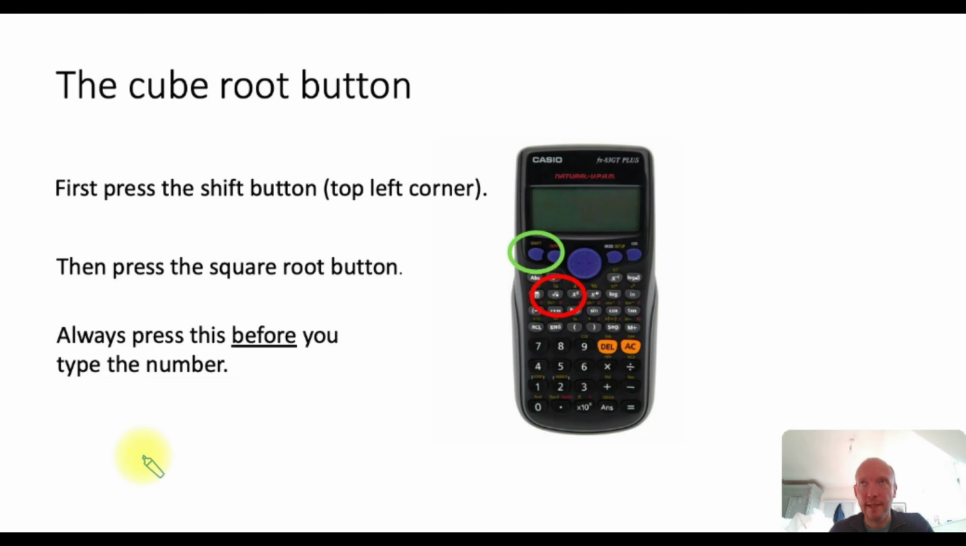And again, you do that before you type the number. So if you wanted, for example, to find the cube root of 125, which we looked at a second ago, then you first of all press the cube root button like that. Again, so it's shift and the square root button. Then and only then do you type the number in. Then you hit the equals button, which is down here, and then it will give you the answer.